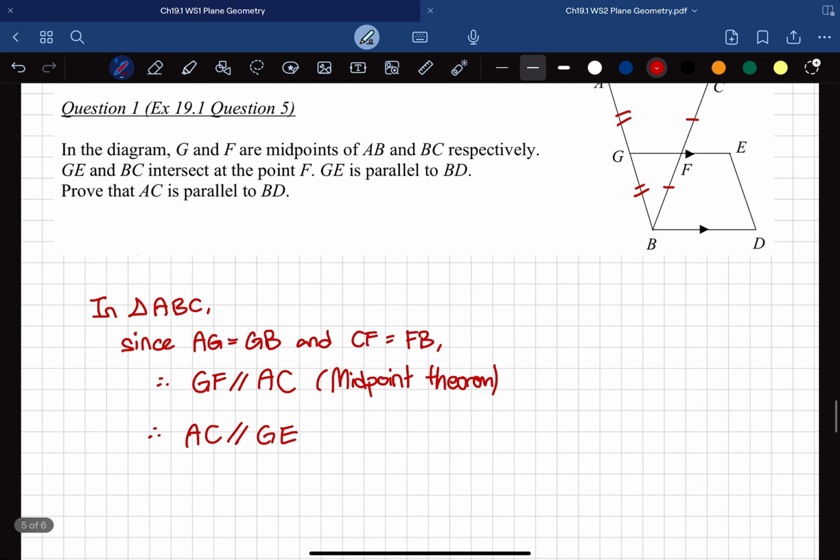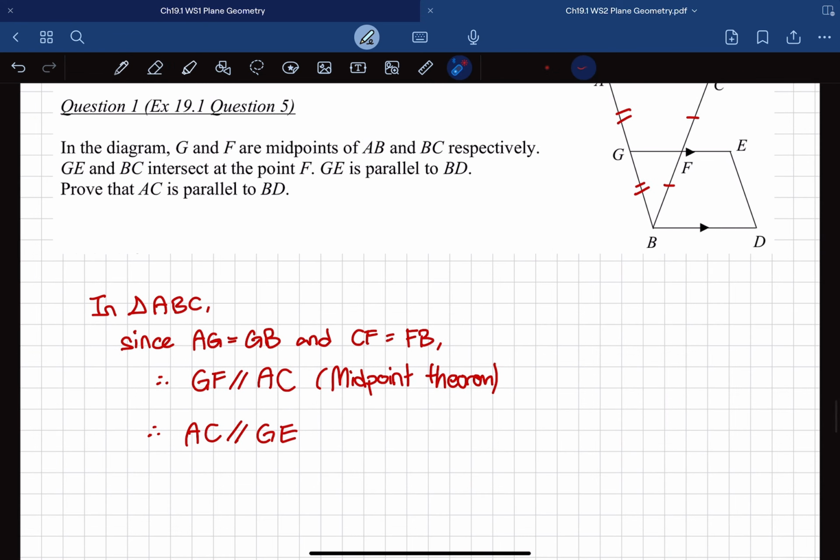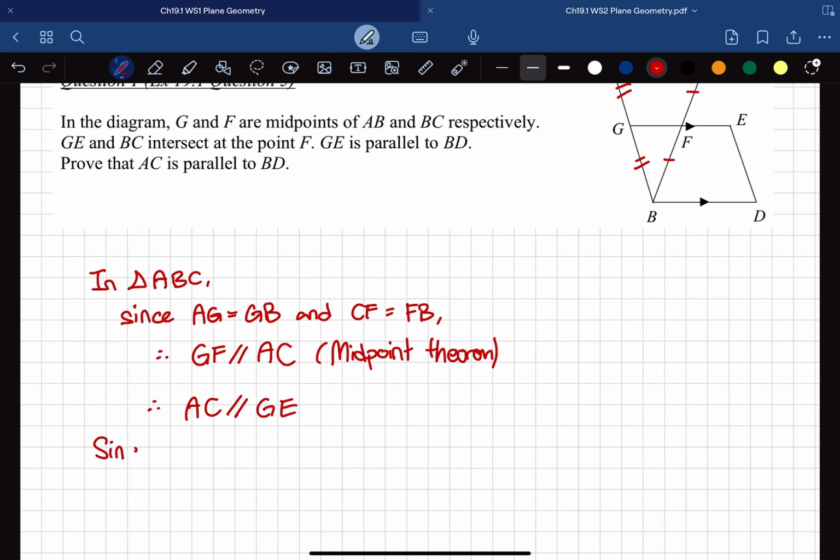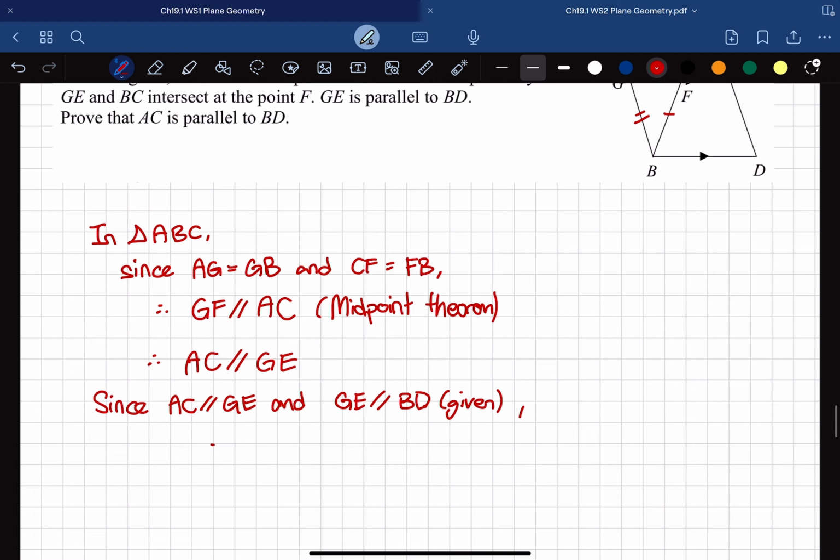And then from here, since it's given by the question that GE is parallel to BD, we can conclude that since AC is parallel to GE and GE is also parallel to BD, therefore AC is parallel to BD. I have proven what the question wants us to find.